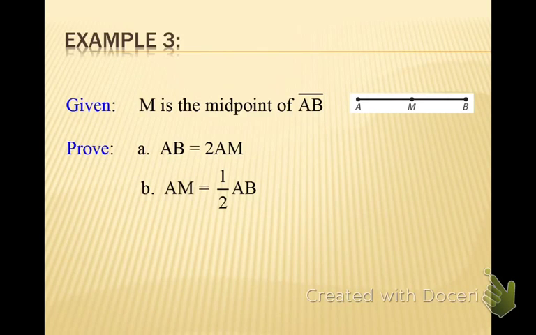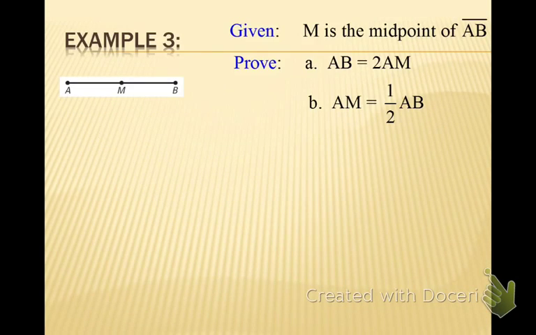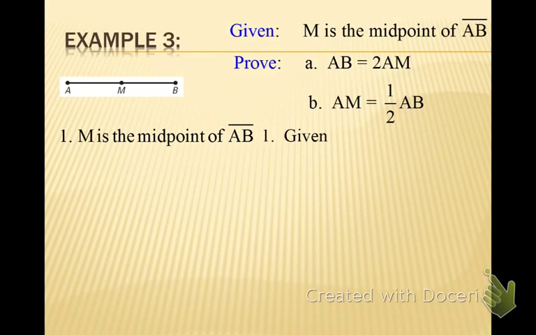Here's another example. We're given M as the midpoint of AB. We have to prove two things: AB equals 2AM, and AM equals 1/2 of AB. So let's do this by, we start out, we're going to state our given first. M is the midpoint of AB.